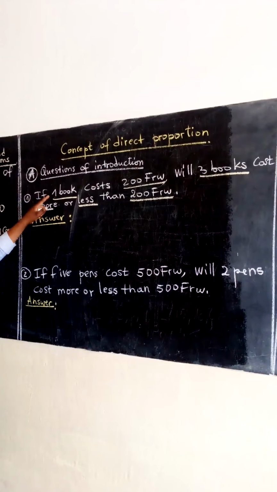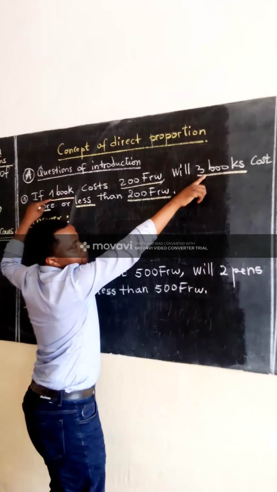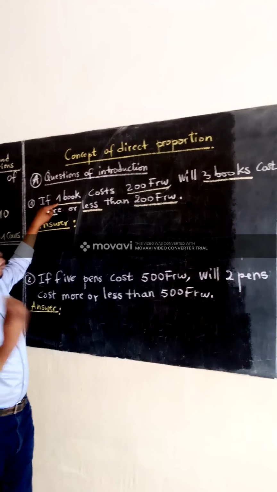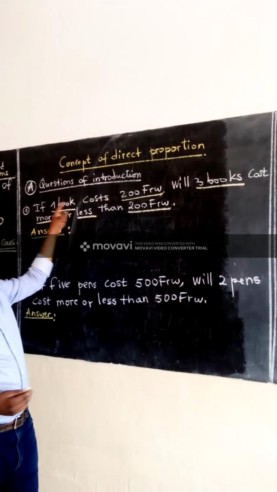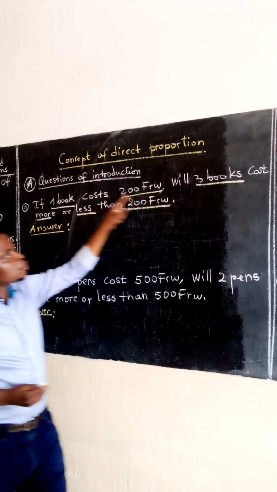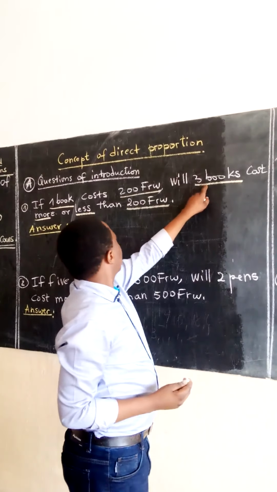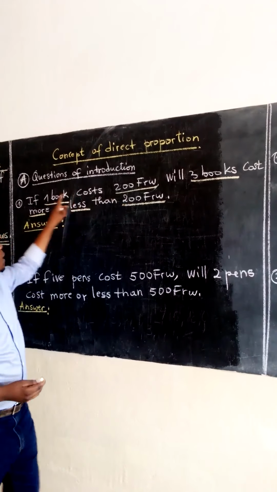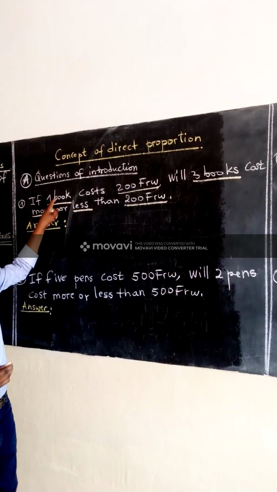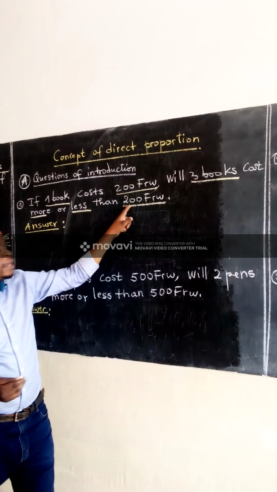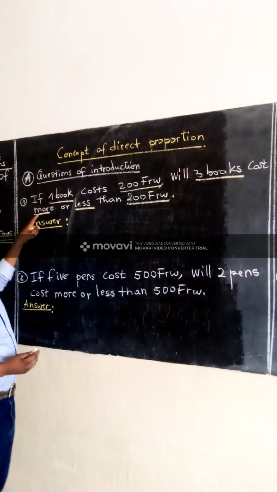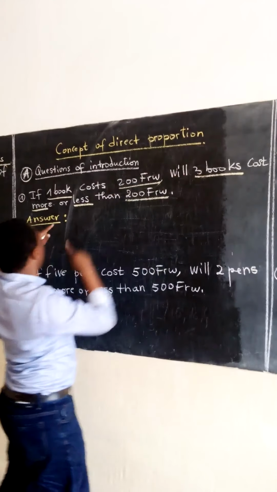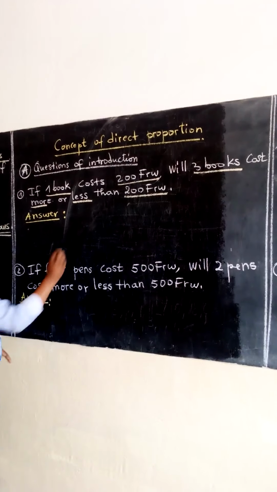As you can see, here you have 1 book and here you have 3 books. The number of books is increasing. So here you have the cost of 1 book. Now, the cost of 3 books will be more than 200 francs. Since the number of books is increasing, even the cost, the amount of money will increase. Here, the answer is very simple. We will say 3 books will cost more than 200 francs.